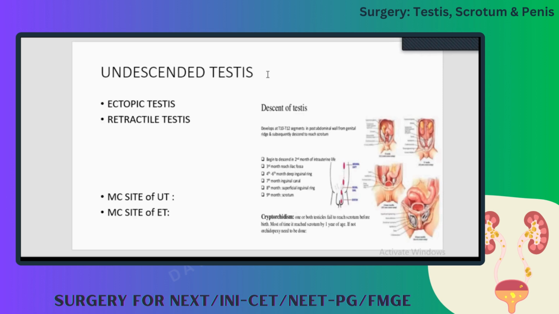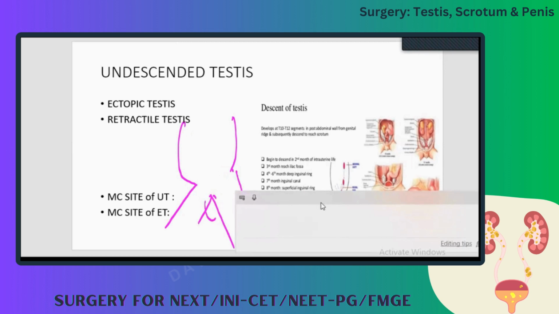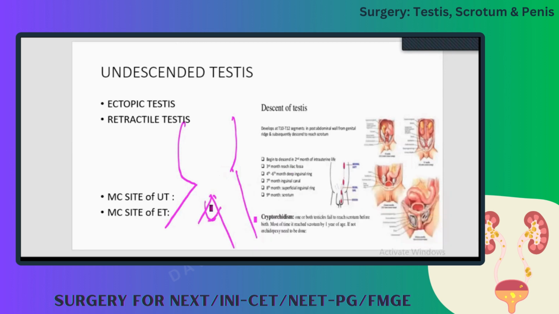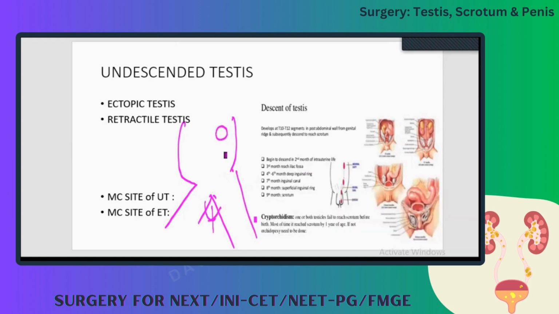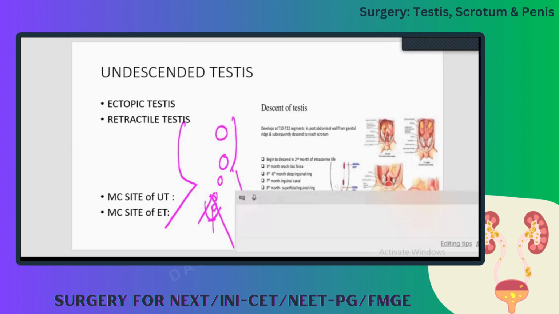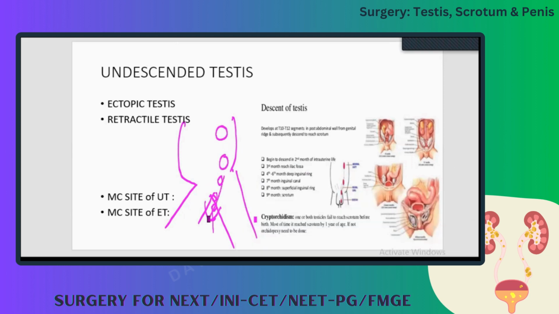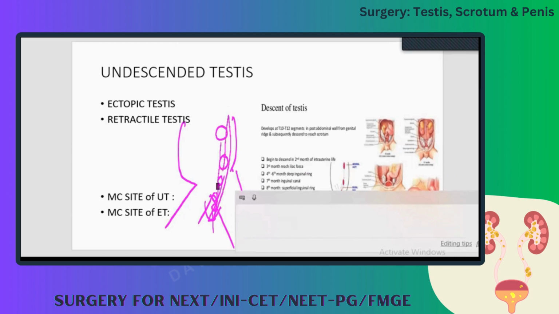Ectopic testis. What is ectopic testis? It lies in a different location than the normal location. See, there is a predetermined location. Suppose this is the abdomen, this is the thighs, and this is the scrotum. In the new boy, the testis will come across in this manner and lodge here. If it is there in this path, then it is an undescended testis. If it goes somewhere else, then it is known as an ectopic testis.